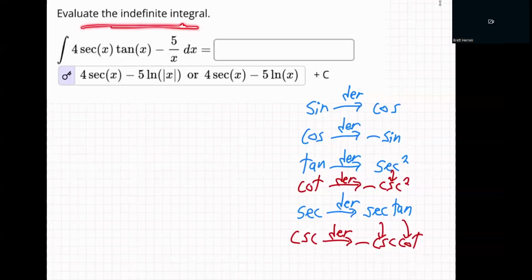Evaluate the indefinite integral. Here we have the integral of 4 secant tangent minus 5 over x. So here are the derivatives of the trig functions. Good to have those in your notes.